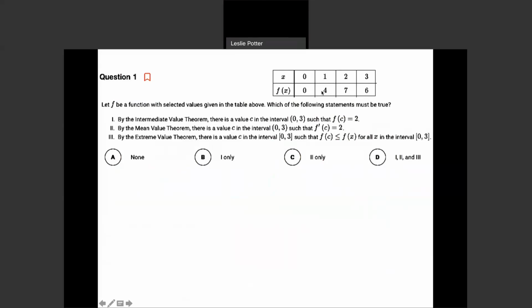So we could have some sort of discontinuity here that skips over 2 because we didn't state that the function had to be continuous. So just by noticing that we didn't say it was continuous, then we can knock out 1 and 3 because 1 and 3 need continuity. We can also knock off 2 because 2 needs continuity and differentiability.